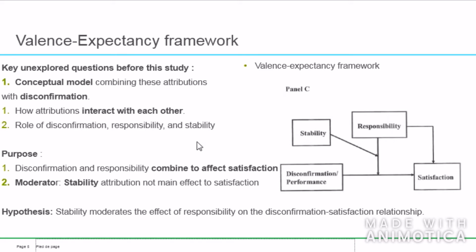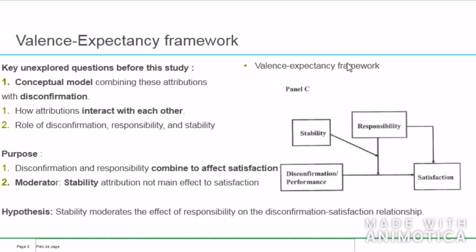The purpose of this research is, first, that confirmation and also responsibility will combine to affect satisfaction. Stability attribution is not the main effect on satisfaction, but it is only the moderator. The hypothesis of this research: stability moderates the effect of responsibility on the disconfirmation-satisfaction relationship.